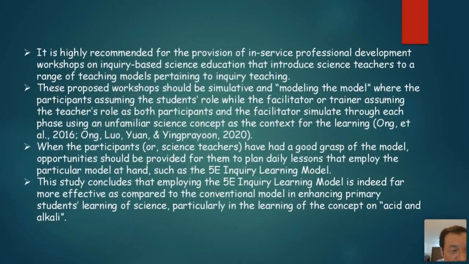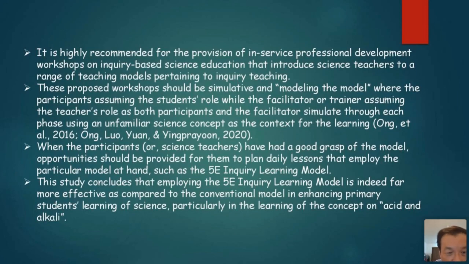And finally, we also highly recommend the provision of in-service professional development workshops on inquiry learning, because many teachers do not know what inquiry learning is all about. And the proposed workshop should also be simulative, modeling the models. It means that you shouldn't be teaching teachers by lecturing. They should actually be hands-on. They should simulate the 5E inquiry so that they have the experience of what 5E actually means for them.